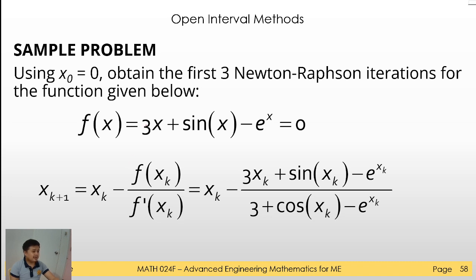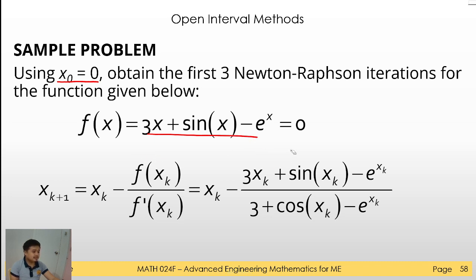So let's say we have a given function. Let's say this is our function, and then we want to obtain a solution using the Newton-Raphson method. And let's see the first three iterations when using the initial guess x of 0 equal to 0. So how do we do this? Our iteration function will be in this format wherein we substitute the function f here, which is this.